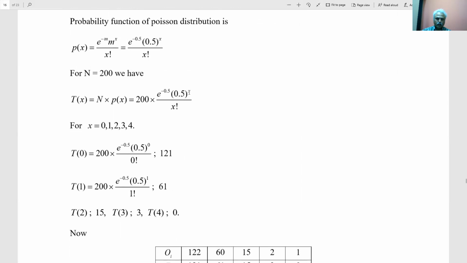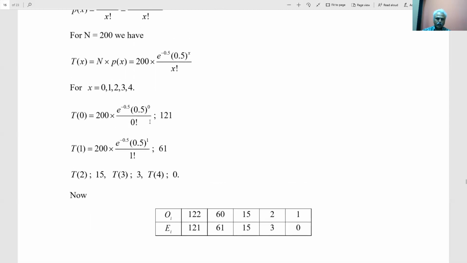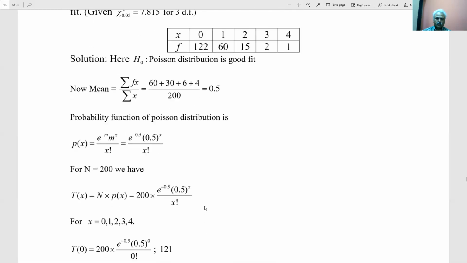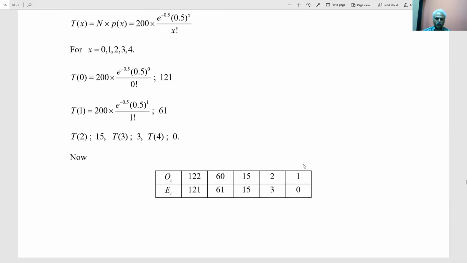When I put 1 here, 0.5 raised to 1, 1 factorial, e raised to minus 0.5 into 200, you get 61. Instead of 60, you get 61. Similarly, by putting x equal to 2, 3, 4, for x equal to 2 we get 15, x equal to 3 we get 3, x equal to 4 we get 0 almost. So observed frequencies are 122, 60, 15, 3, 1 and expected frequencies are 121, 61, 15, 3, 0.